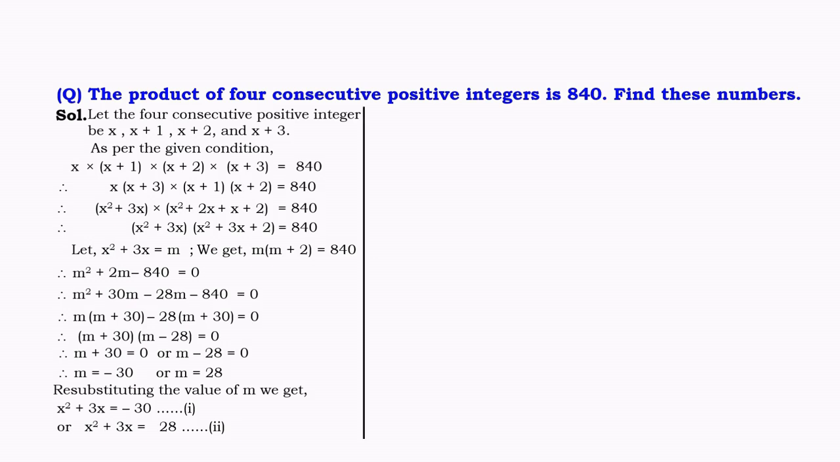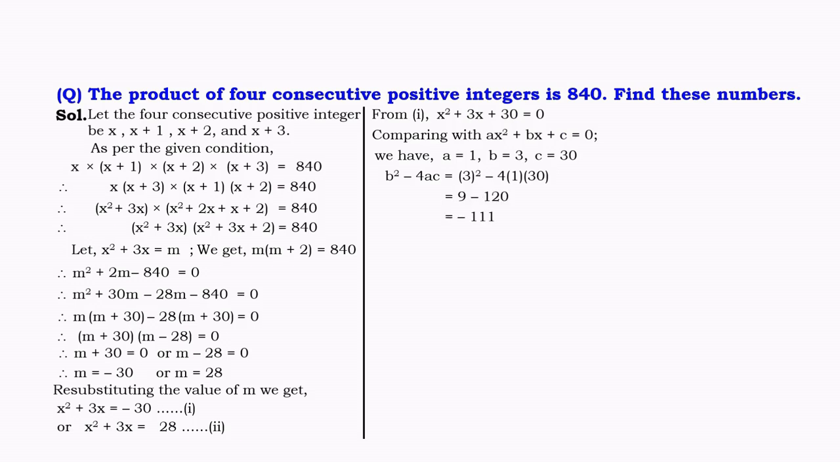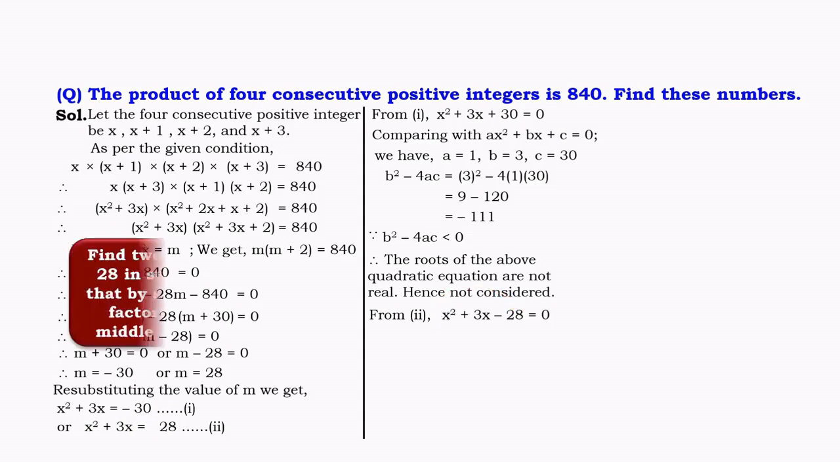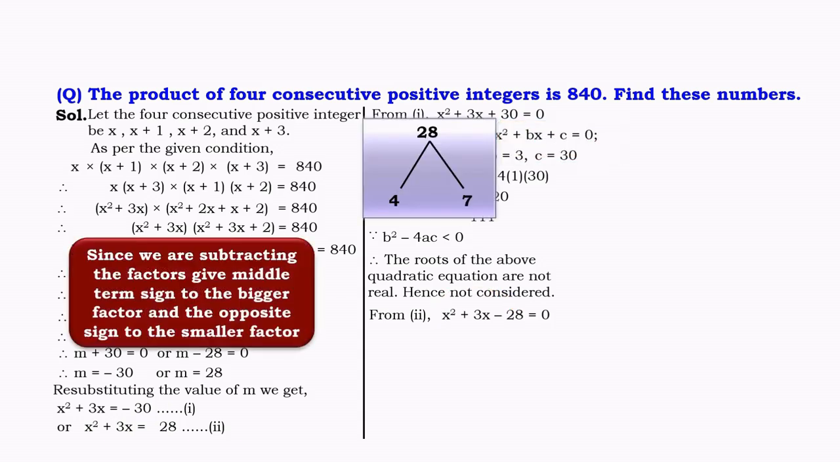Next, we need two factors of 28 whose difference is 3. These factors are 7 and 4 because 7 minus 4 equals 3. Using these factors and factorizing, we get x plus 7 multiplied by x minus 4 equals 0. Therefore, x equals minus 7 or x equals 4.